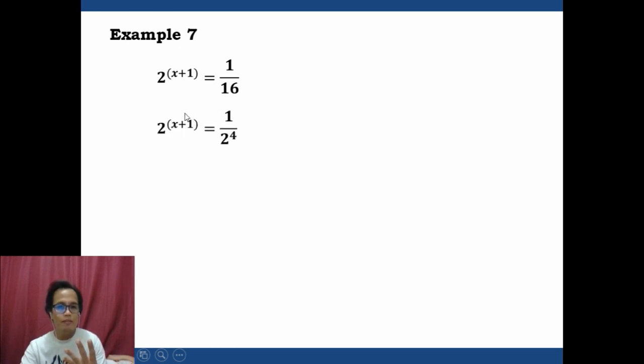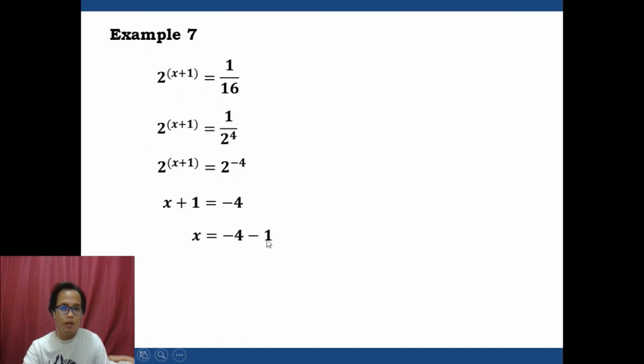So we copy this, then 1 over 2 raised to 4. As before, we take the reciprocal and the exponent becomes negative. Copy 2 raised to x plus 1 equals 2 raised to negative 4. The base is now the same, so we equate the exponents: x plus 1 equals negative 4. To remove the plus 1, we use the subtraction property, so x equals negative 4 minus 1, which is negative 5.